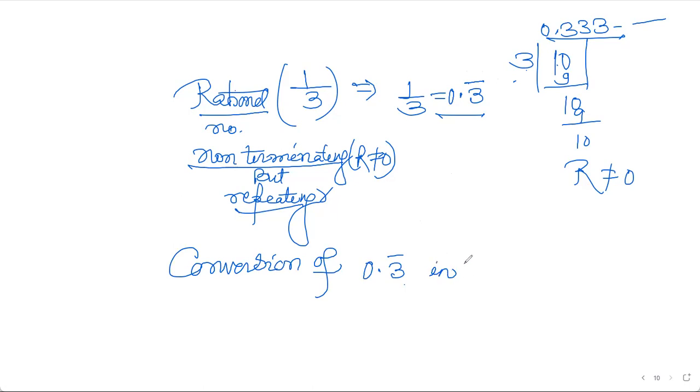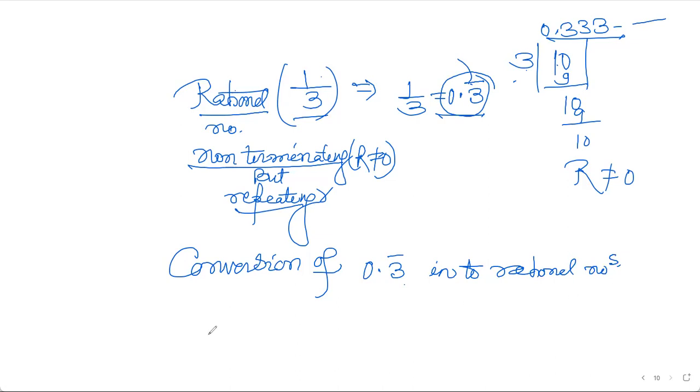How will I go the opposite way? I was given 1 by 3. This is a rational number. I brought it into decimal points, that is a repeating decimal. But if this is given and they ask you to change it, how will you do it? Conversion of this into the form of p by q, a rational number.